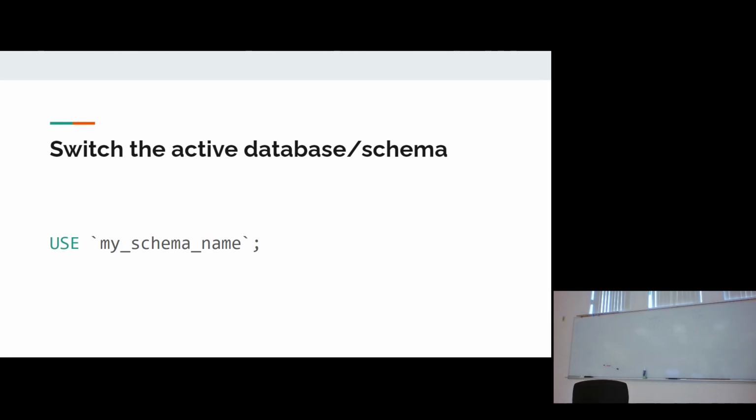This is a separate command. So you're going to say use my schema name. Okay. So what this does, the use command says, let's make that database, that schema, the active schema. So any code that I write from then on out is going to be referencing that schema.